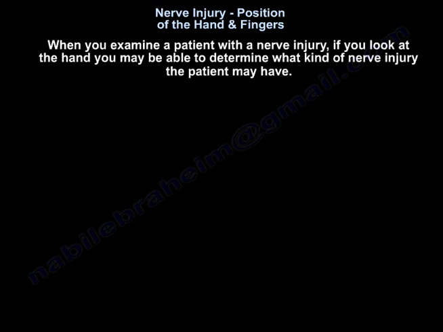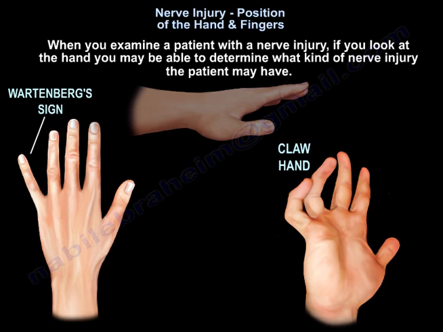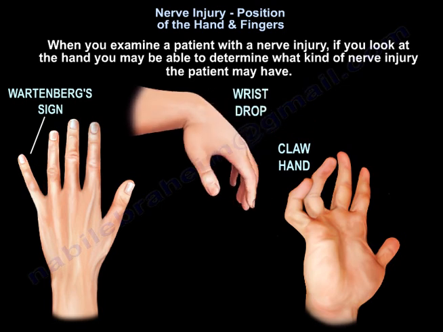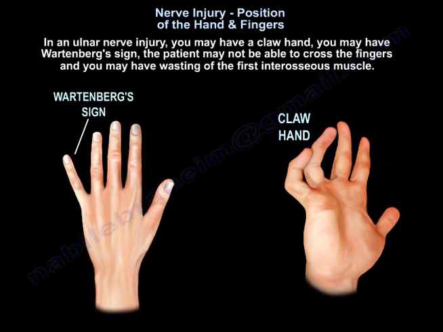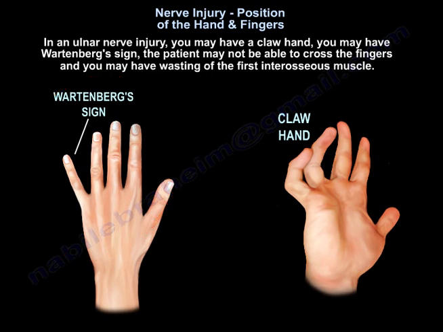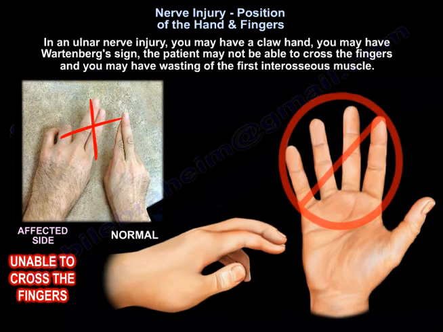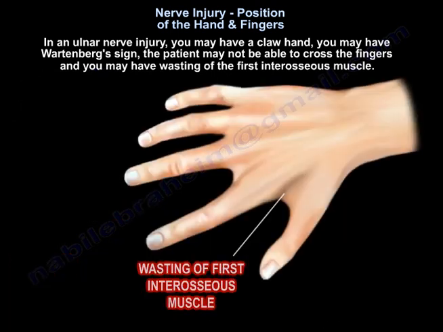Nerve injury, position of the hand and fingers. When you examine a patient with a nerve injury, if you look at the hand, you may be able to determine what kind of nerve injury the patient may have. So in an ulnar nerve injury, you may have a clawhand, you may have Wartenberg sign, and the patient may not be able to cross the fingers. And you may have wasting of the first interosseous muscle.